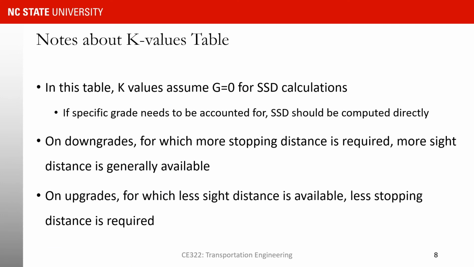Now, a few things that I would like to highlight in this table. The first thing is that all the calculations are done for G of 0, or assuming that the slope is 0. That may seem a little bit odd, because we know that we are on a crest vertical curve. We are either going uphill or downhill. We may actually be on level terrain with 0 slope, but most of the time we are not. Why do we do that?